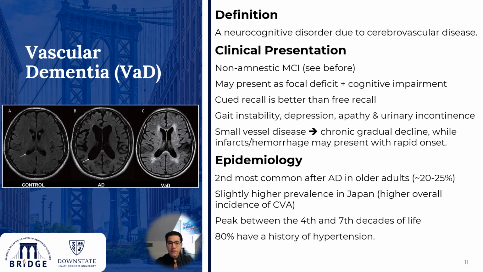With small vessel disease, the course may be chronic, gradual decline, whereas in infarcts and hemorrhages, it may present in a stepwise decline. It is the second most common after Alzheimer's disease, accounting for 20 to 25% of cases. There is a slightly higher prevalence in Japan because they have a higher overall prevalence of cerebrovascular disease. The peak is usually between the 4th and the 7th decade of life. And 80% of them will have a history of hypertension.